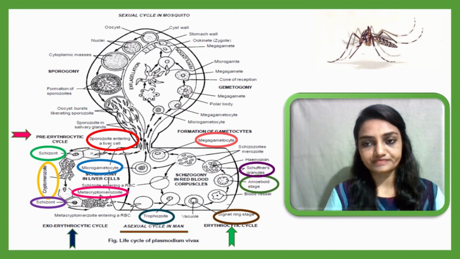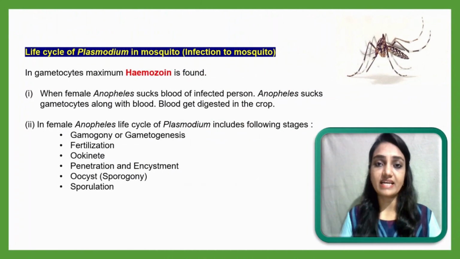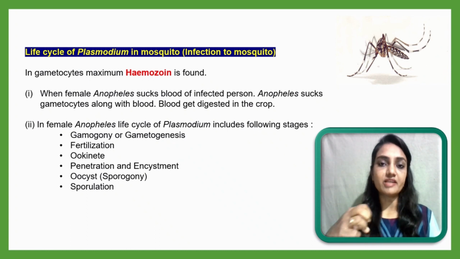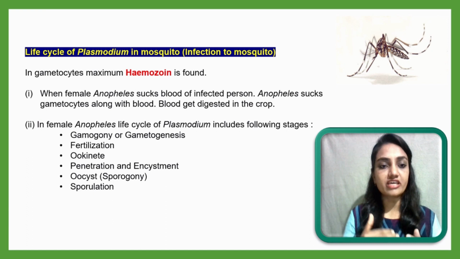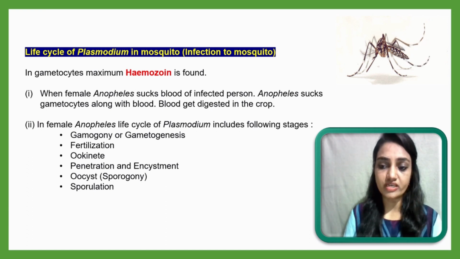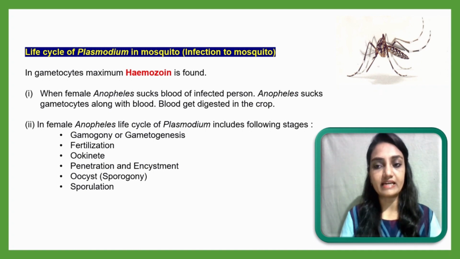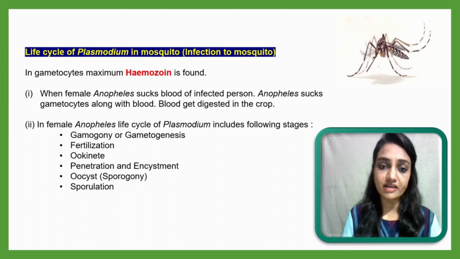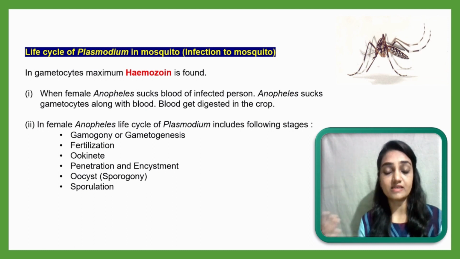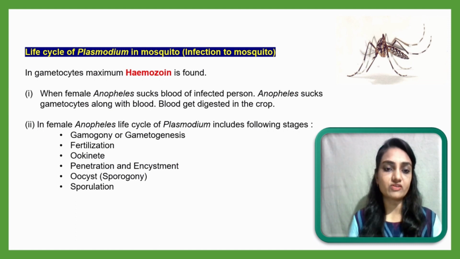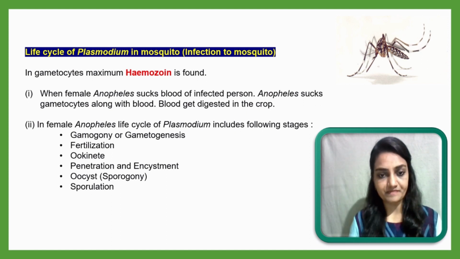So now let me explain what happens inside the mosquito, that is, infection of the mosquito. When a mosquito sucks blood from a human, the gametocytes, which carry the toxic hemozoin, enter the mosquito. When a female Anopheles mosquito sucks the blood of an infected person who already suffers from malaria, it sucks the gametocytes along with the blood, and the blood gets digested in the crop, which is part of the digestive system of the mosquito.